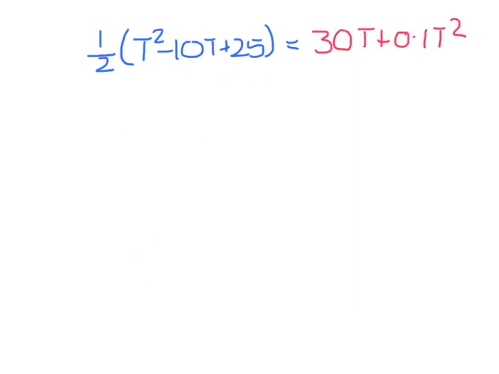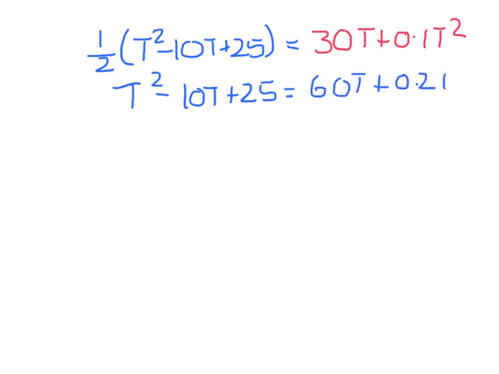To finish the question, I need to equate my two formulas and then solve. So a half times (t squared minus 10t plus 25) has to equal 30t plus 0.1t squared. So t squared minus 10t plus 25 has to equal 60t plus 0.2t squared. If I bring everything over to the left hand side, I am going to have 0.8t squared minus 70t plus 25 equal to 0.